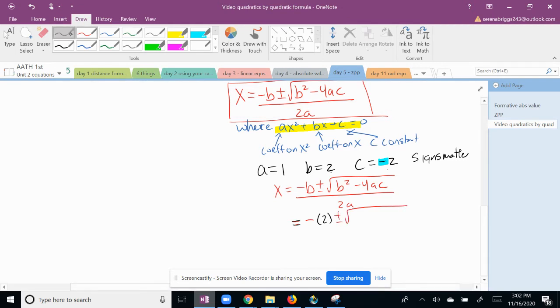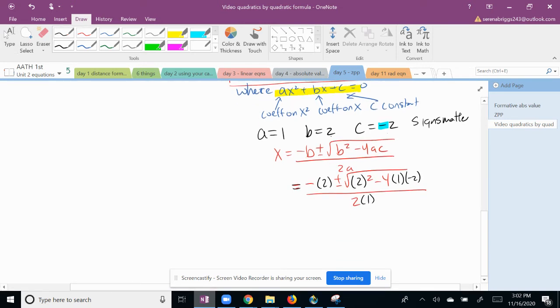B squared minus 4 times A, I substitute with parentheses around it, times C, I substitute with parentheses around it, all over, matters all over, not part over, all over 2 times A, which is 1. Order of operations says this square root is acting like a grouping symbol, so you need to do what's under the square root first.